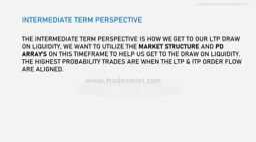We want to utilize the market structure and PD arrays on this time frame to help us get to the draw on liquidity. So the highest probability trades are when these two perspectives align and the order flow is aligned. So long-term perspective and intermediate term perspective being aligned is very powerful.